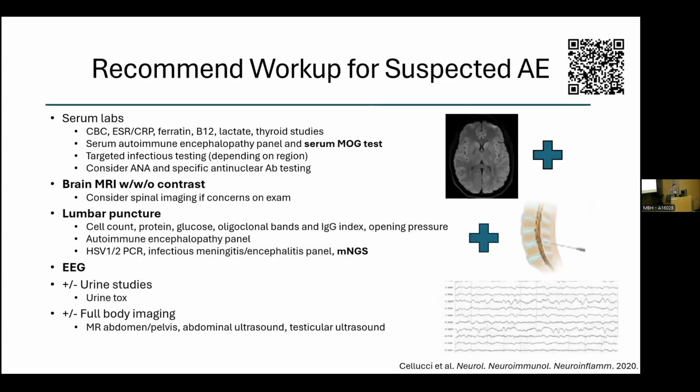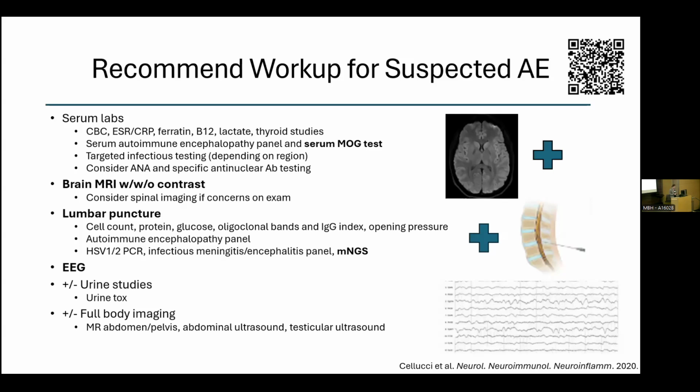If there's concerns on exam, we'll often recommend spinal imaging, lumbar puncture. Usually we'll send for cell count, protein, glucose, bands and index. So we know that sometimes can take time to come back, so not always helpful in the acute setting. The autoimmune encephalopathy panel, HSV PCRs, which come back very quickly, the infectious meningitis encephalitis panels, and then mNGS or metagenomic next generation sequencing, which I'll also talk about in a little bit.